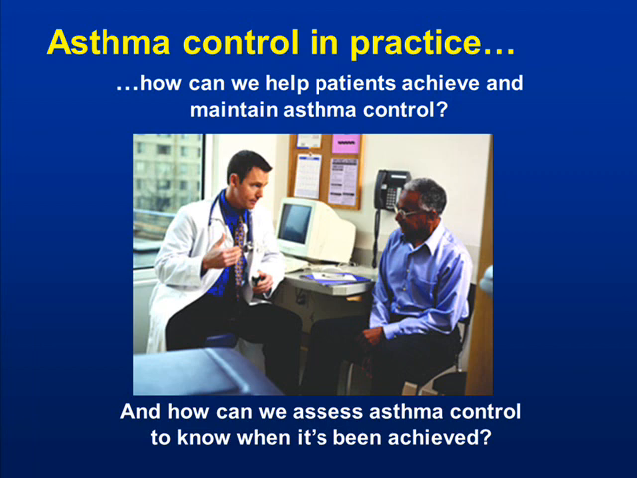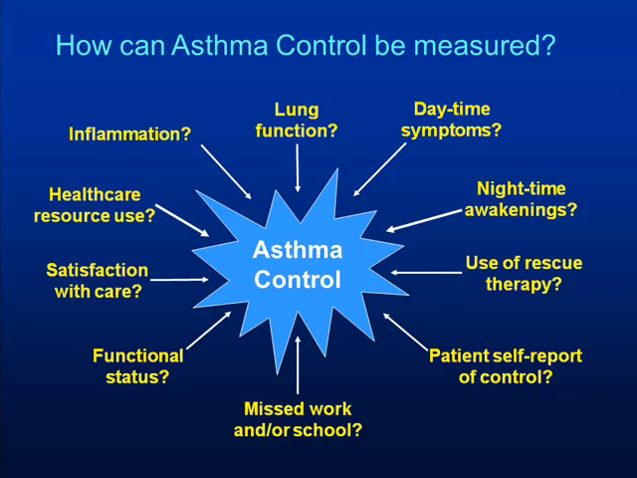So what is asthma control? How can we help patients achieve and maintain control? How do we know when asthma control has been achieved? There are many domains to asthma control, and I've listed here some of the more important ones. The problem with all these domains is that they don't all agree with one another. They don't all tally with one another. That means the correlation with asthma control is not in the same direction for all of them.